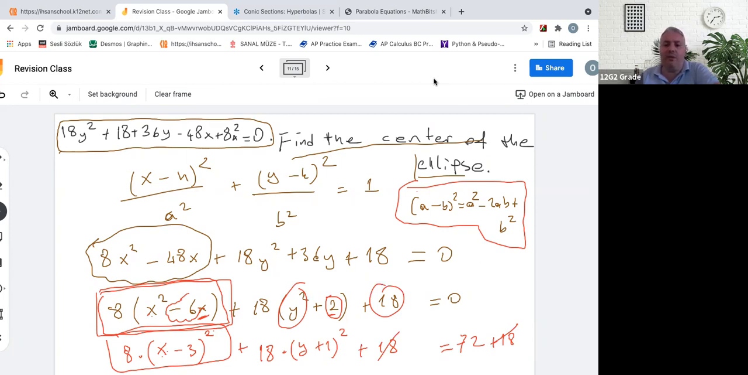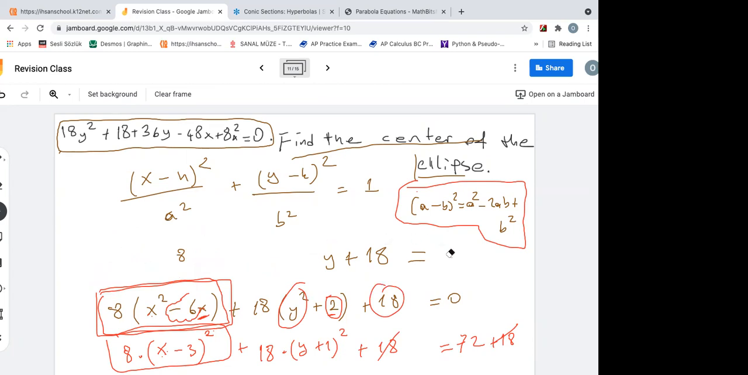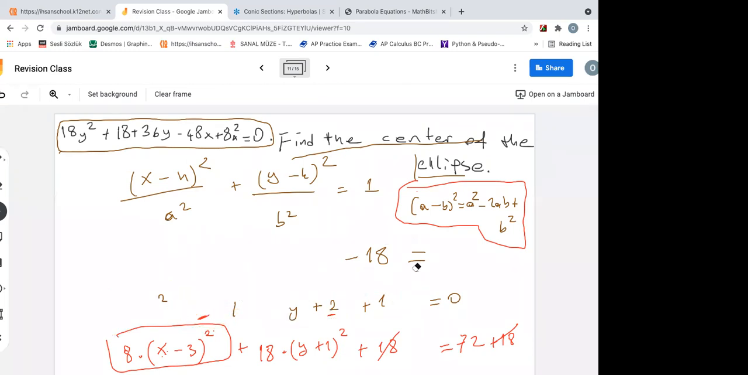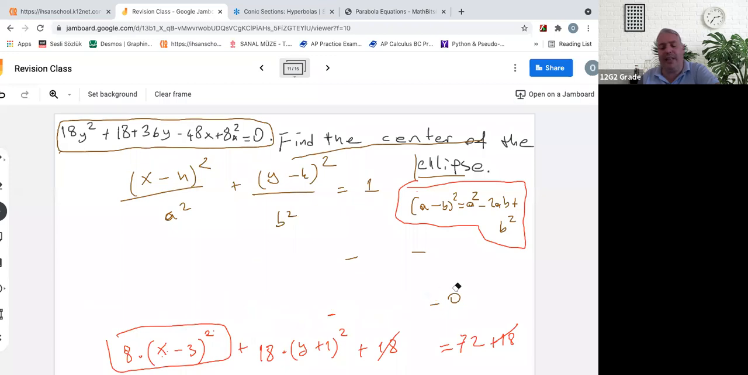Till here, do we have any question? No. So what I have in the exam is similar to this, actually easier than this. So what I have, let me copy paste: 8(x minus 3) squared plus 18(y plus 1) squared is equal to 72.